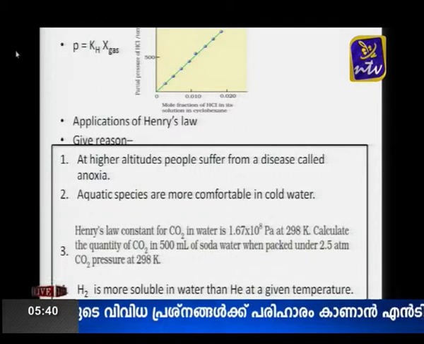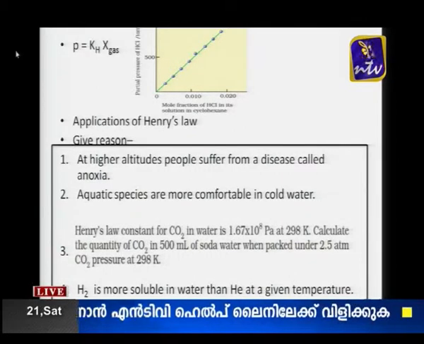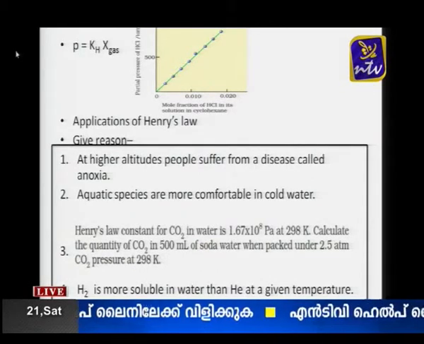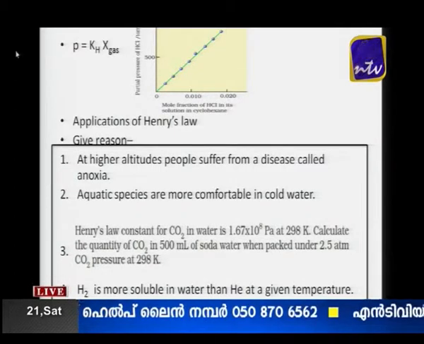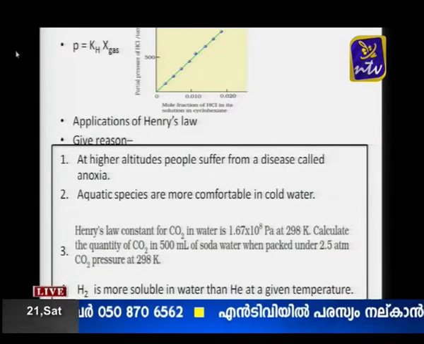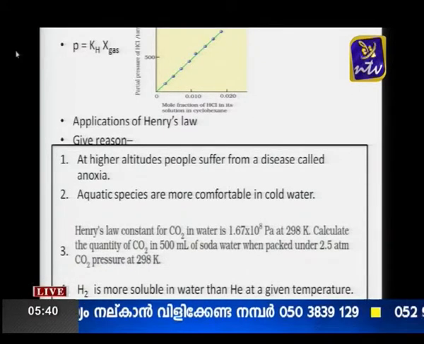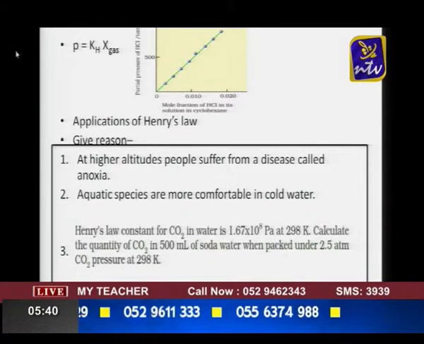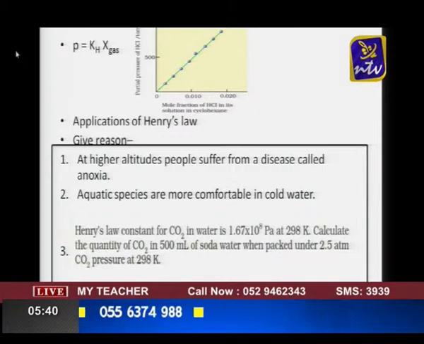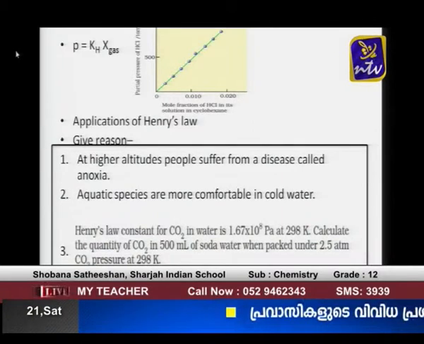Now, look at the second question. Aquatic species are more comfortable in cold water. Already we have seen that solubility of gases decreases with increase in temperature. So, definitely you got the answer. Aquatic species are more comfortable in cold water, because only in cold water the amount of oxygen present will be more. In hot water that much amount of oxygen is not there. Now, there is a problem based on this Henry's law. We will see the problem afterwards. Just see the next question.